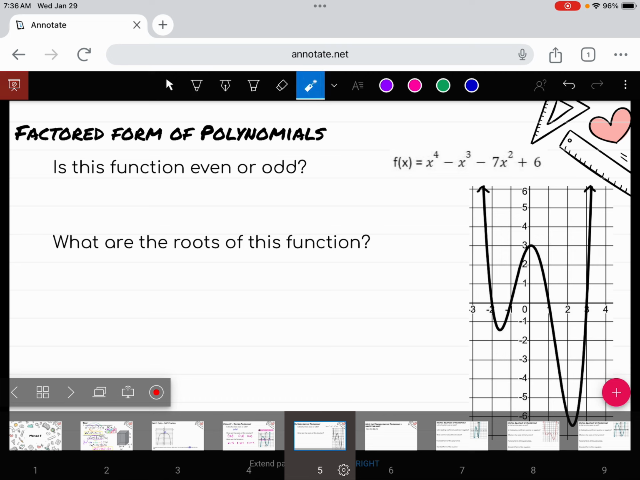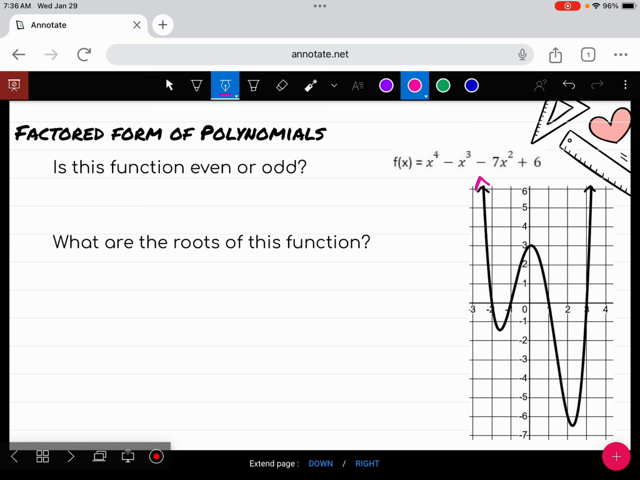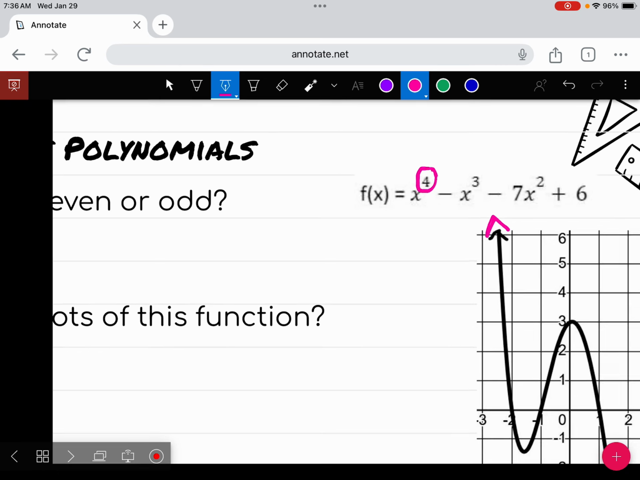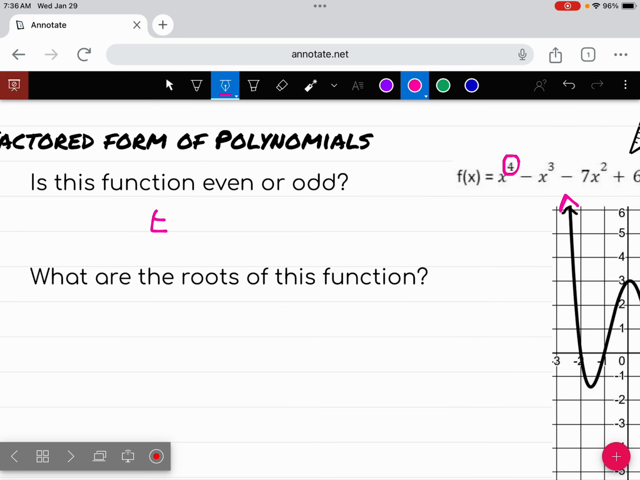So on this one, this really tall one, is this even or odd? Even. How can we tell? Same direction. Our arrows go the same direction. Again, we have the equation here, so we could look at that one to tell as well. We can tell from our degree. Our highest power is a 4. So this is for sure even.